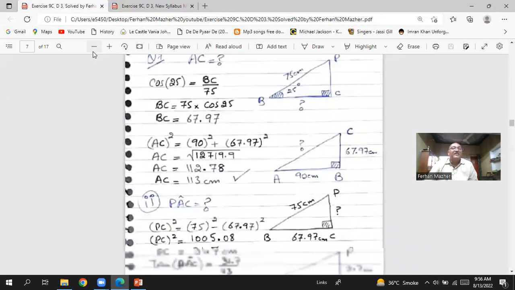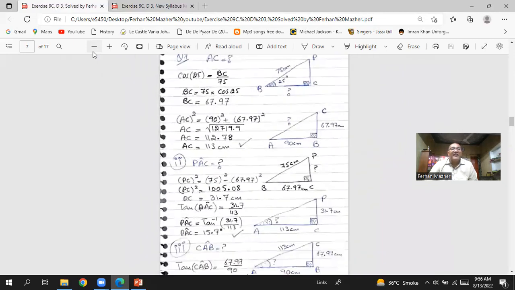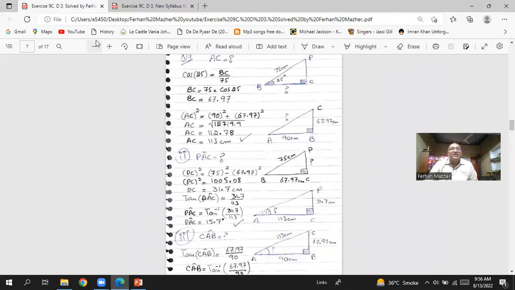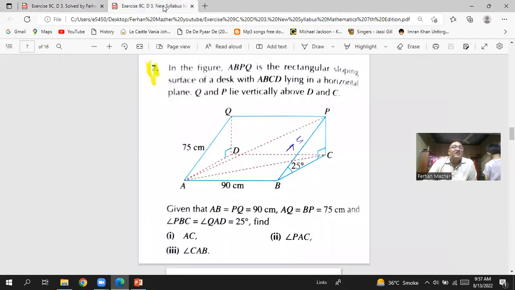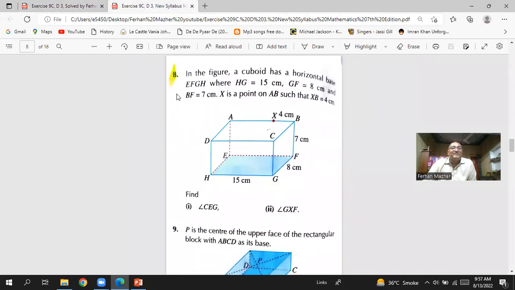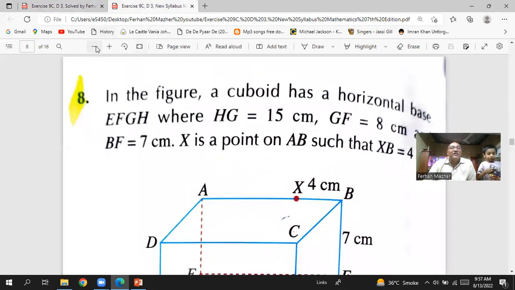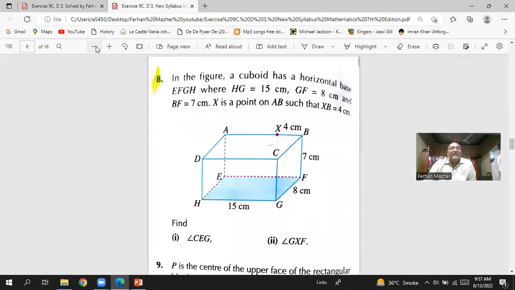Let me reduce the size of this slide, and I hope you can see the whole question. Okay, so the whole question is showing up on your screen. What you can do, you can pause your video, and you can take whatever time you like to have with this question. I'm going to the next question. Okay. So the next question coming up on your screen is question number 8.